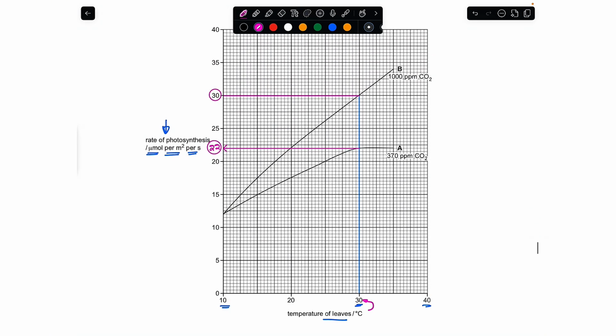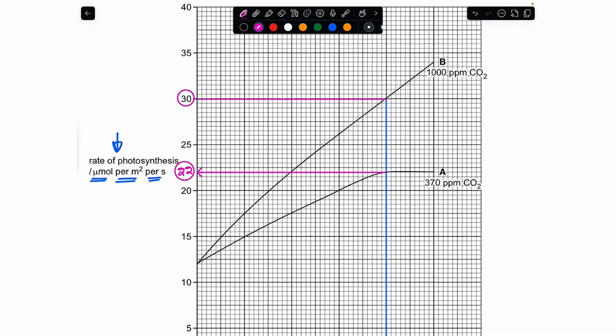And from this, I would come on toward the curve A and B. So when we come on to curve A at 30 degrees centigrade here, the rate of the photosynthesis that we are given here is 22 micromole per meter square per second.